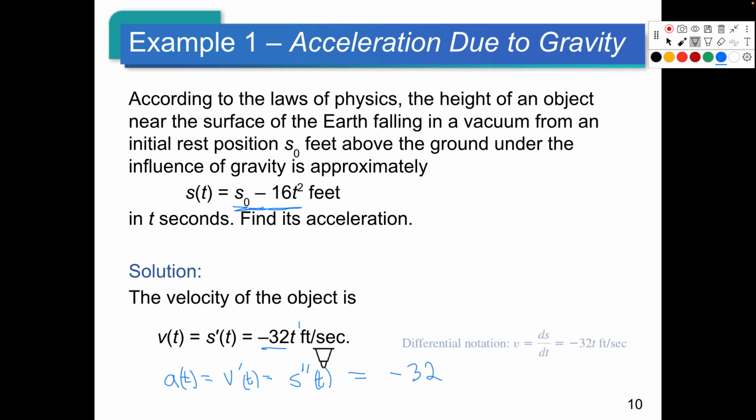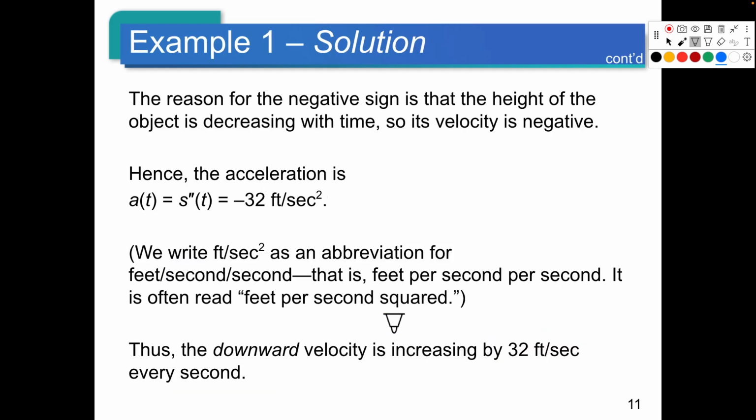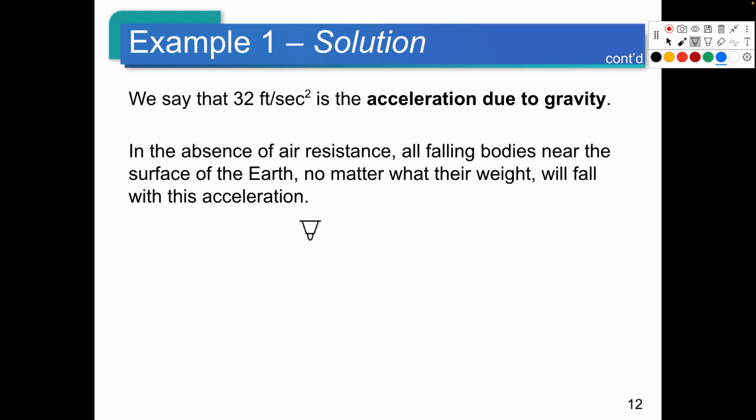And that's what the next page shows us. So again, we've got the negative showing us that it's going downward, right? And downward force of 32 feet per second. All right. And so that's the second derivative.